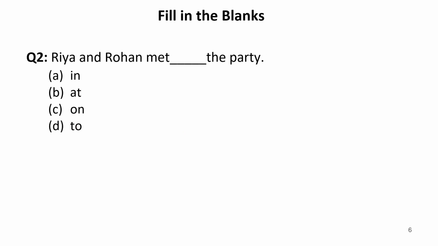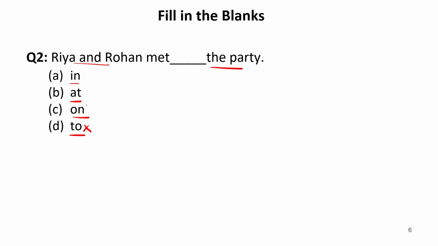Now let us move to the next question. Next sentence: Riya and Rohan met dash the party. Now party is actually an event which is going on. Riya and Rohan met there. So in the party, at the party, on the party, to the party. To describes the direction, or to is used to show the direction. So it cannot be used over here.